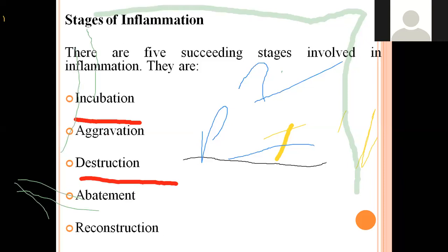So moving on now, we want to quickly look at stages of inflammation. There are five succeeding stages involved in inflammation. The first one is incubation. The second one is aggravation. Third one, destruction, abatement, and reconstruction. These are the stages of inflammation. We've discussed that during our online facilitation. We discussed it extensively.